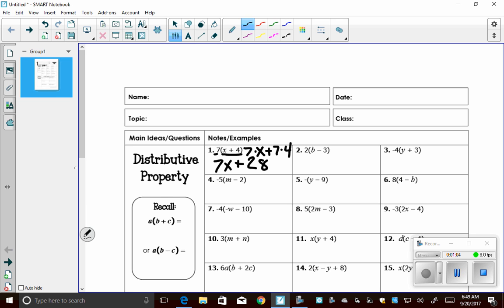The next problem, we are multiplying 2 by b minus 3. So my final answer is going to be 2 times b, which is 2b, minus 2 times negative 3, which will give me negative 6.